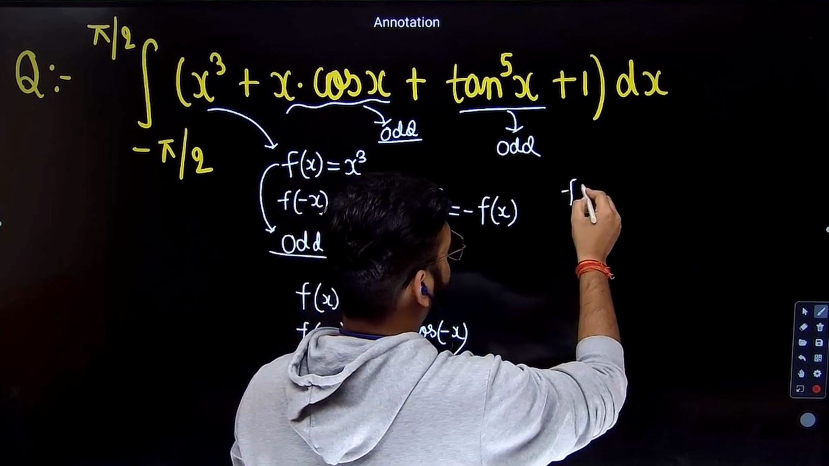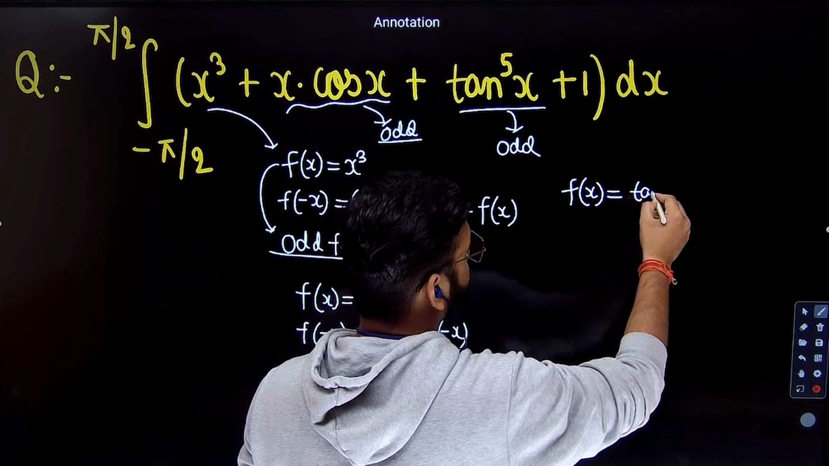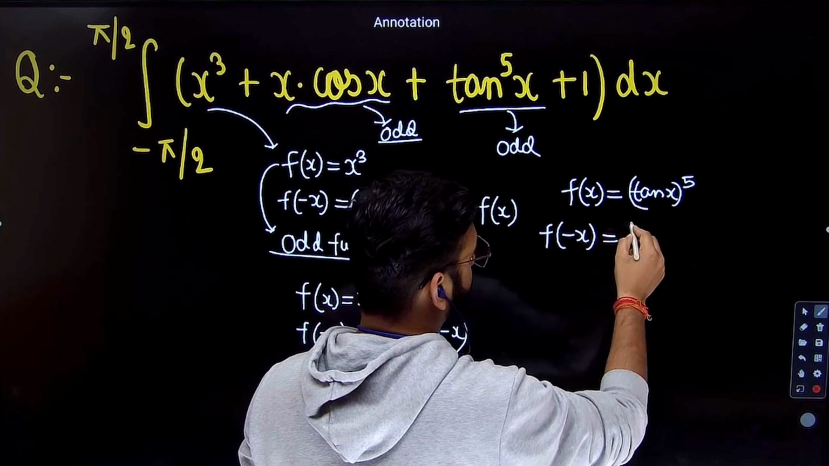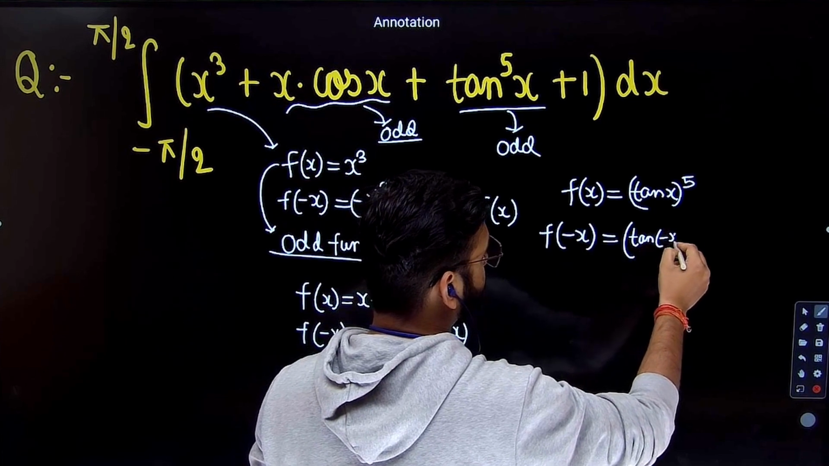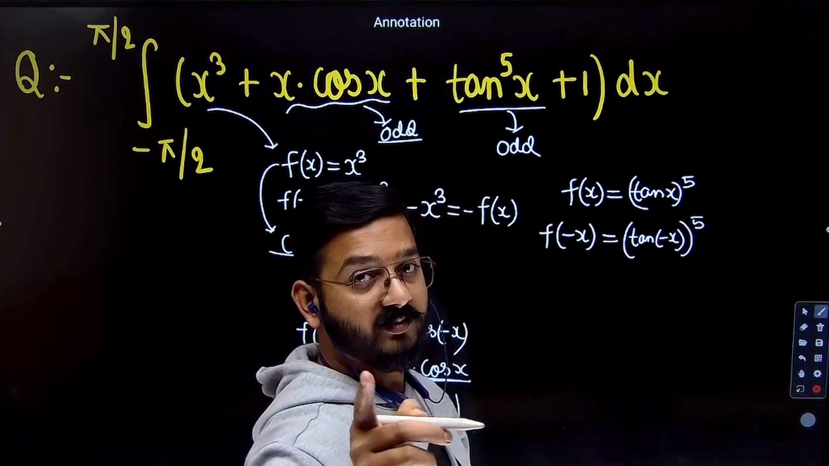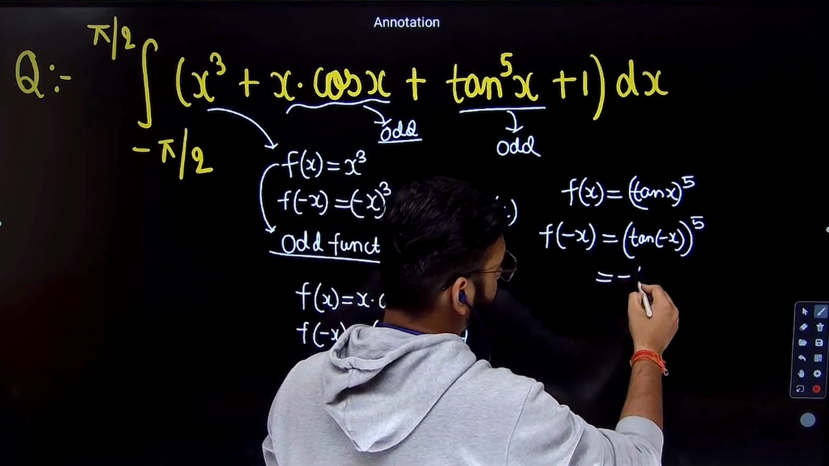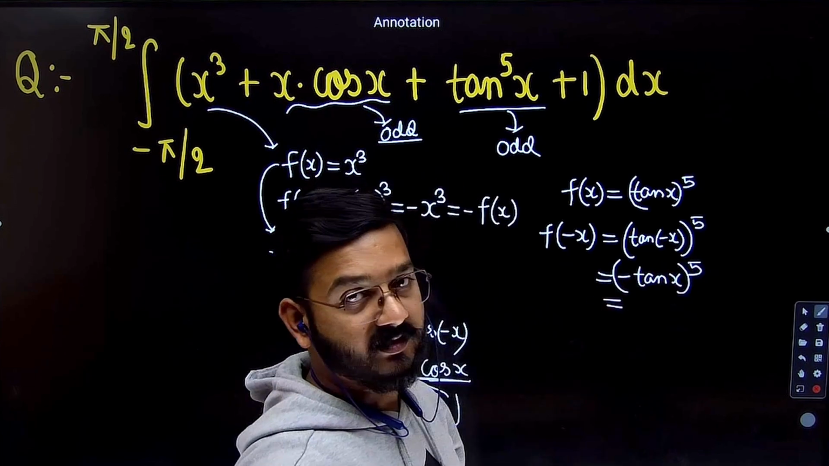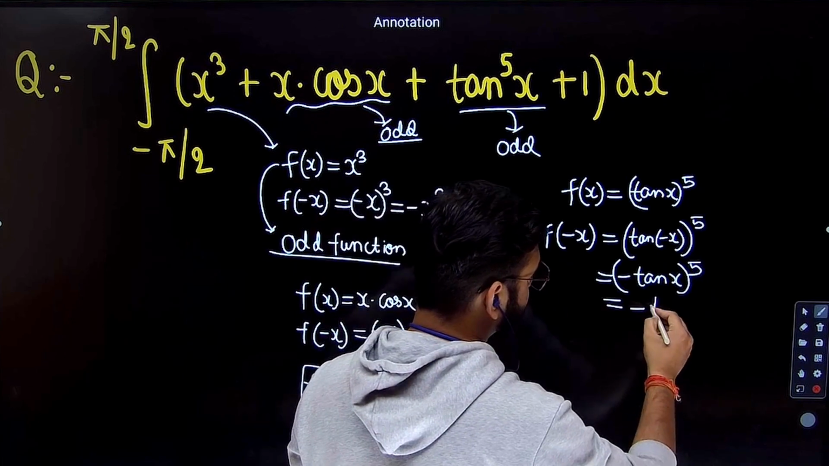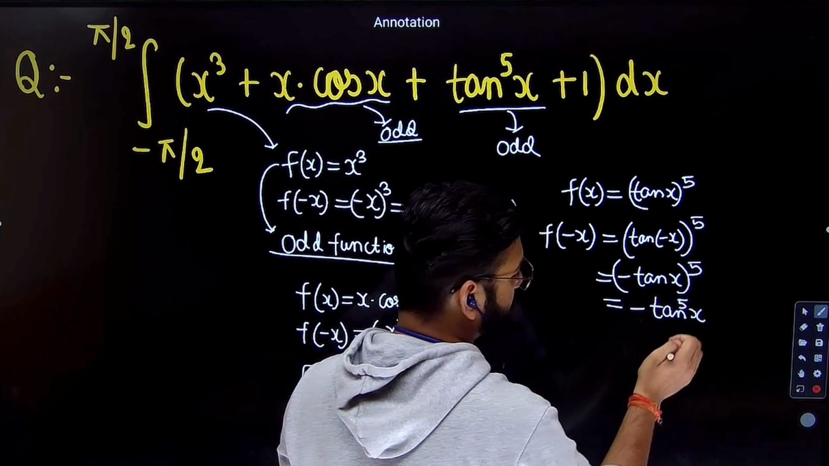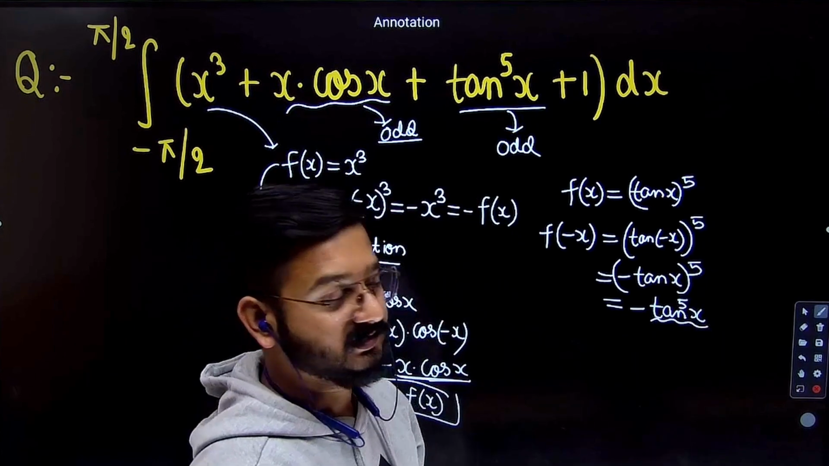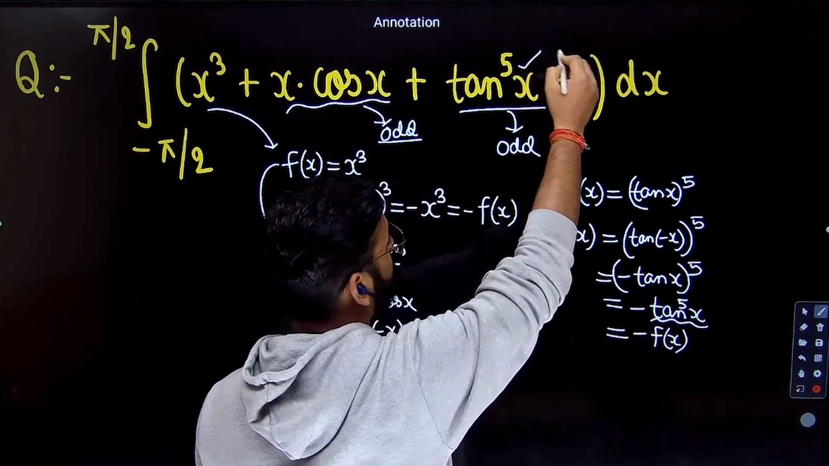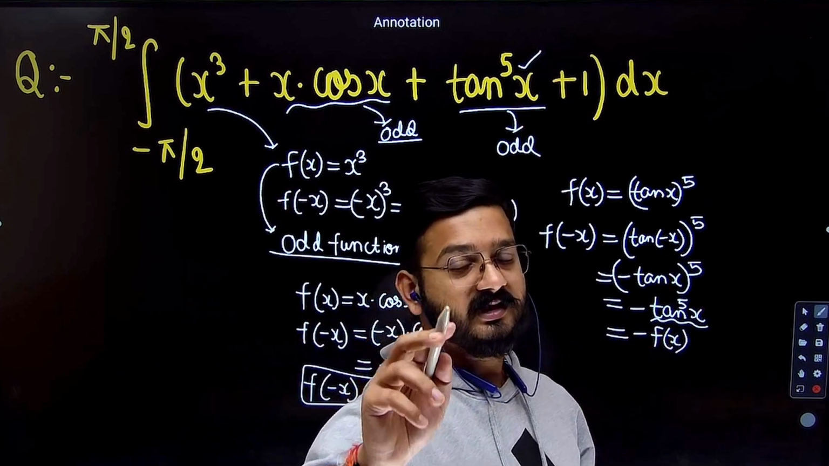If you want me to show the working, I will show you the working. You can check: f of x is tan x to the power 5, f of minus x will be what? Tan of minus x to the power 5. And we know that tan of minus theta is minus tan theta, so minus tan x to the power 5, correct? Now, minus 1 to the power 5 is minus itself. So this will be minus tan x to the power 5. So what is this function? Minus our original function. So f of minus x equals minus f x. It means this is also odd.